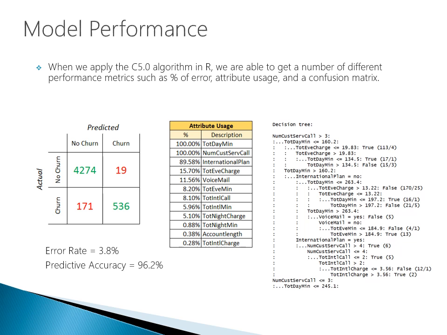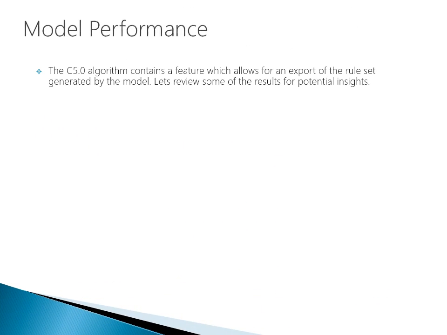And finally, we have a very plain text-based decision tree model. Now, we can dress it up and make it a little fancier, put a nice glossy coat of paint and show a nice tree, but what's important is the content of the split of the nodes, the branches, and how to arrive at each one of the decision points. The C5.0 algorithm contains a feature which allows for an export of the rule set generated by the model. Let's review some of the results for potential business insights.